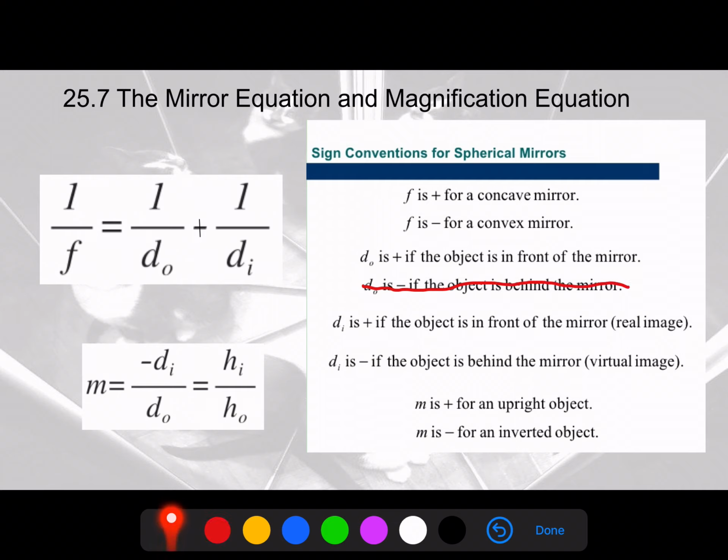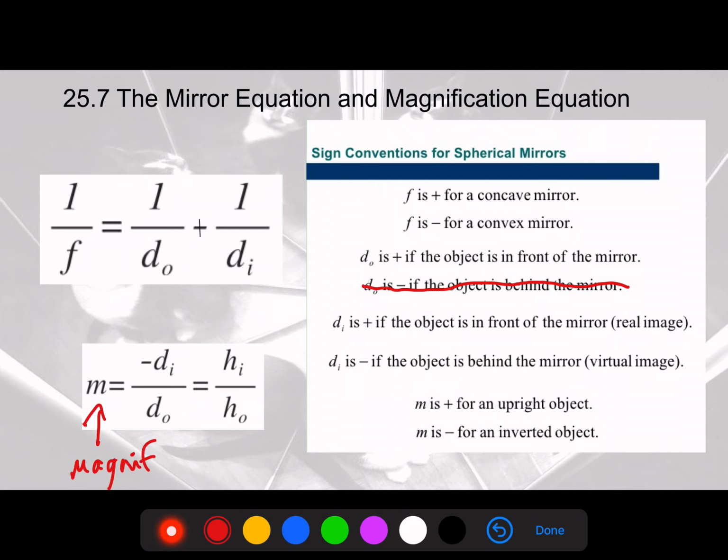And then whenever the image is produced, you'll find that you get a positive value for DI, the distance to the image, if you get a real image in front of the mirror, and a negative value if you get a virtual image behind the mirror. Finally, we talked about the fact that some images appear larger than the object, some images appear smaller than the object. So that is determined based on this equation here, which is for the magnification.